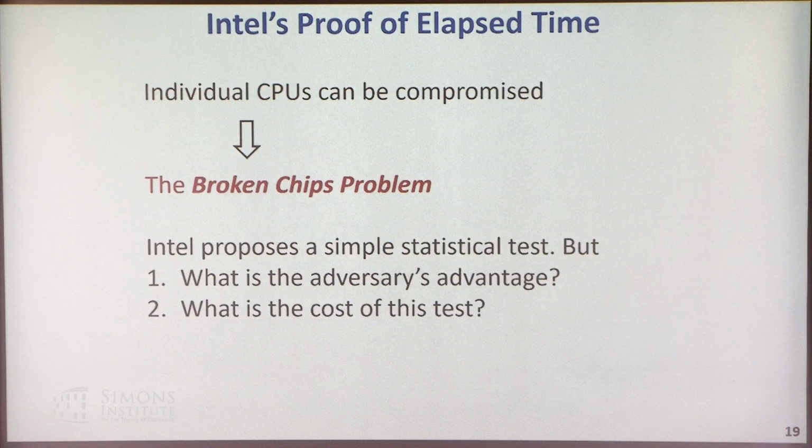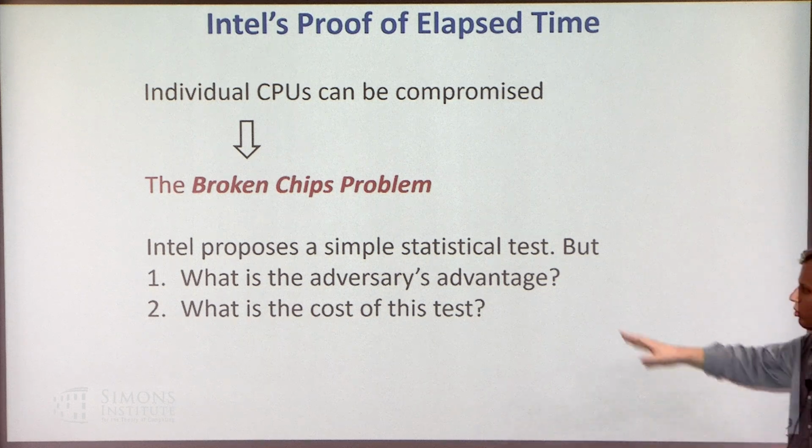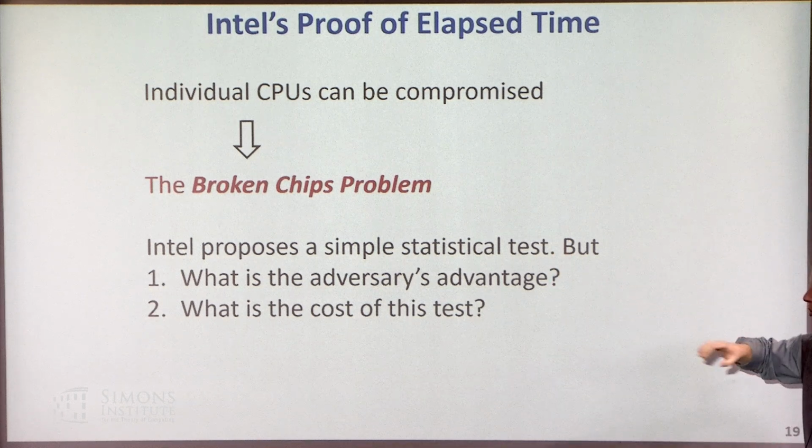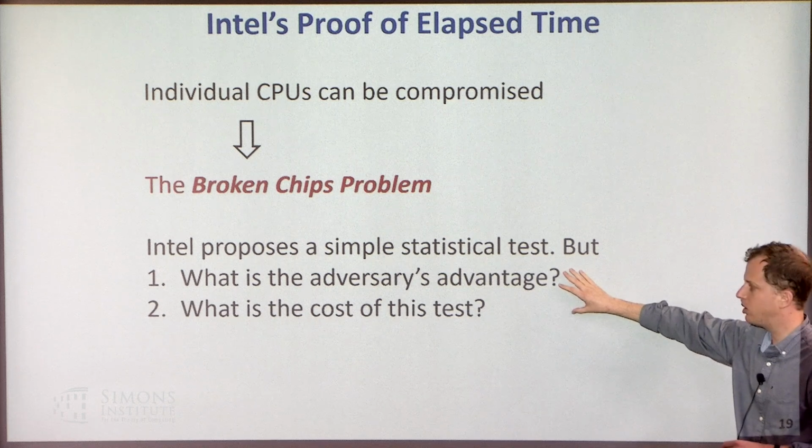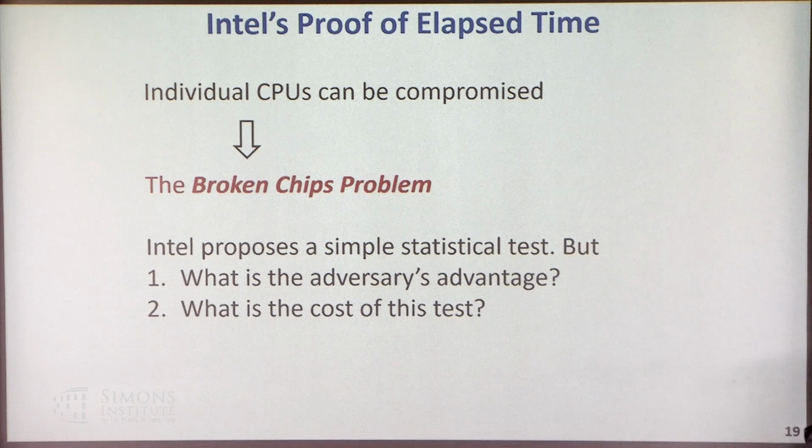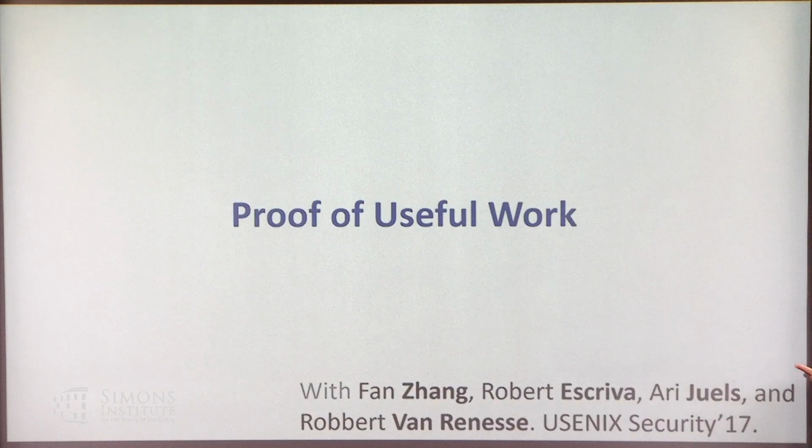So the second problem is what we call the broken chips problem. I said earlier, individual chips can in principle be compromised. And a chip that is compromised in this way can generate as much so-called proof of work or proof of waiting as the operator wants. And the solution Intel proposed was statistical. What we also wanted to look at is the adversary's advantage when doing this and the cost of this test. And I'll elaborate on this later after I present our solution.